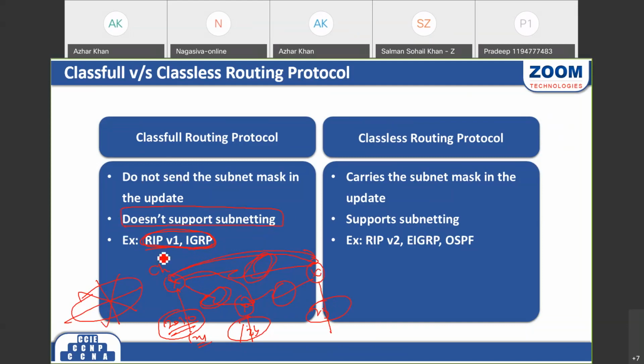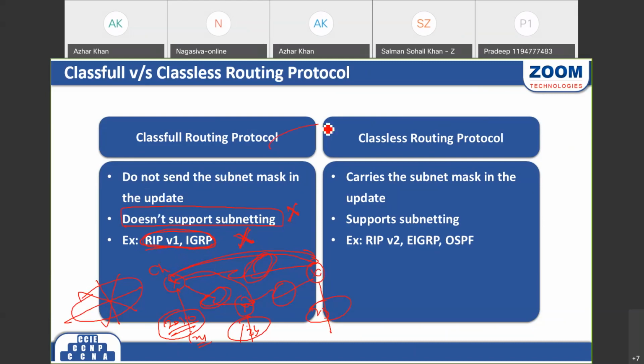This is a classful routing protocol, RIP version 1 and IGRP. That's why this is outdated. Cisco is recommending there is no need to use them. Nowadays in production networks, we are not using them anywhere. This is one drawback, and there are many more drawbacks we will discuss. They do not send the subnet mask in the update, only network IDs. This is the problem in classful routing protocols. So nowadays we are not using classful routing protocols.